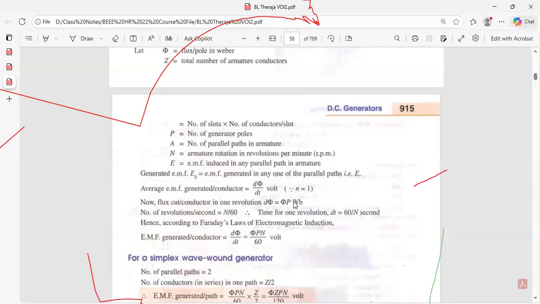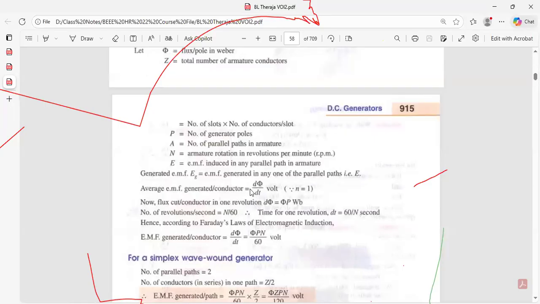Okay. Now I will define the frequency. Frequency f is equal to n by 60, the number of revolutions per second. Number of revolutions per second is nothing but frequency. Write down f is equal to n by 60.